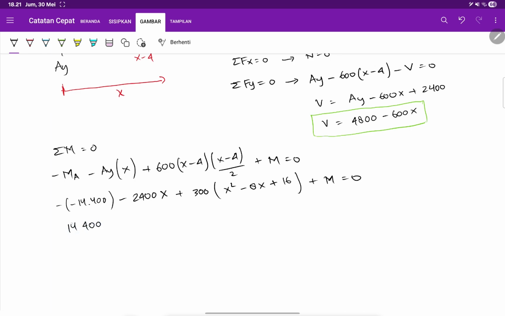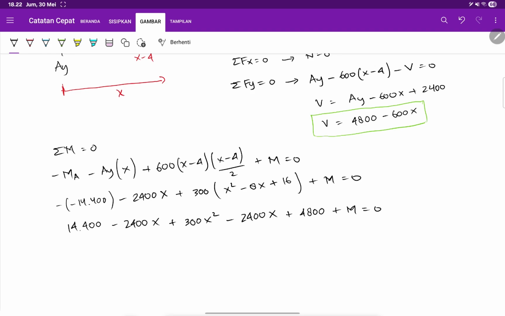14,400. Yeah. Sorry for my writing, I hope you understand. Minus 2,400 x plus 300 x squared. And then I have minus 2,400 x. And then I have 4,800. Am I right? Yes. Plus M equals 0. Is there anything I can cancel?